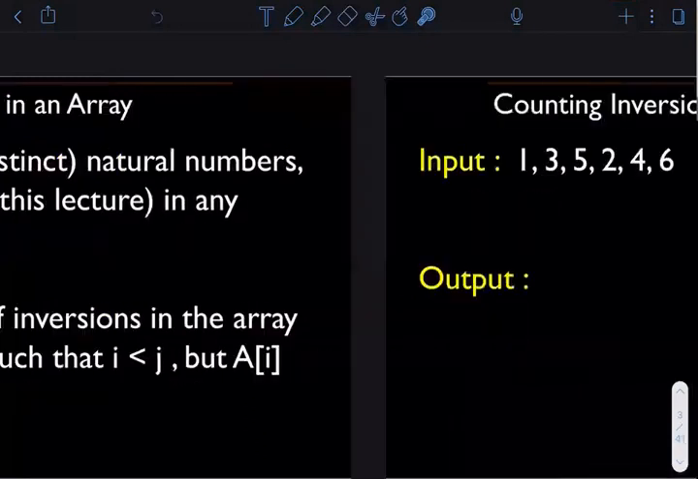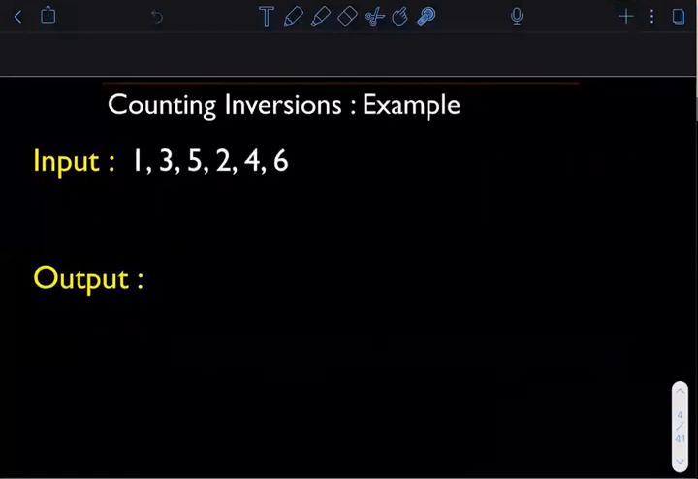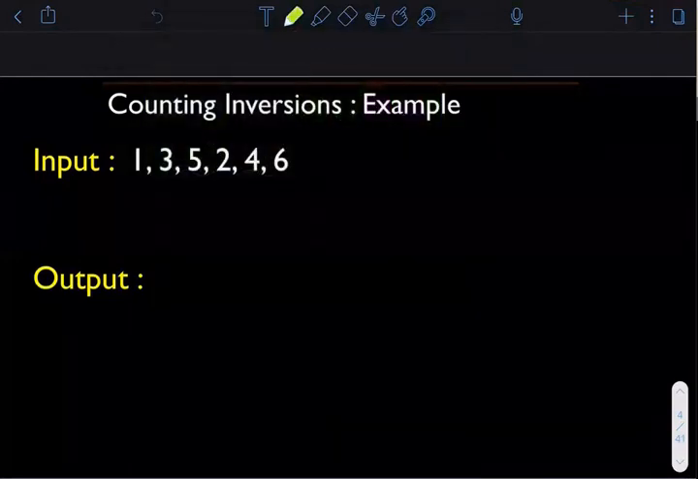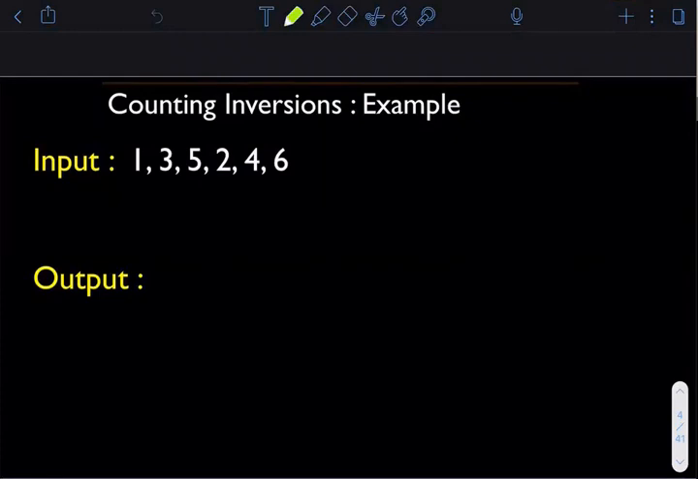So anyway, let's look at an example. Suppose you are given this array. What are the inversion pairs in this array? Let's see. Is the number 1 inverted with anybody? Clearly not, because 1 is the smallest element in this array and it appears in its correct position essentially. It's the first element in this array. So clearly 1 is not taking part in any inversion in this array.